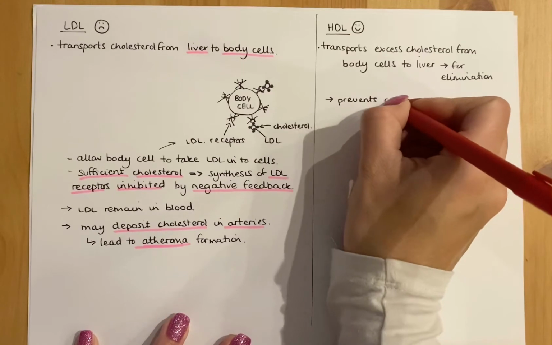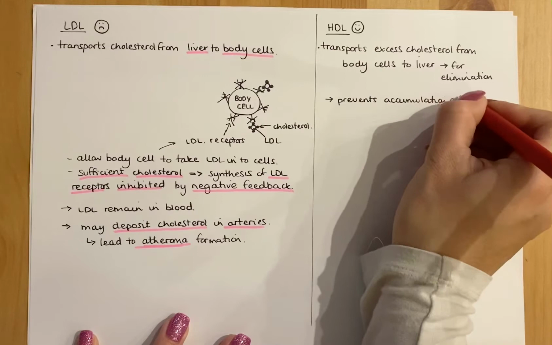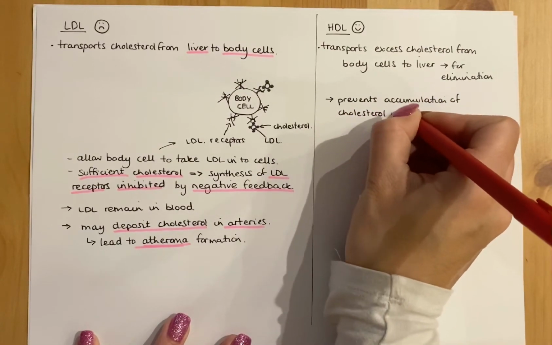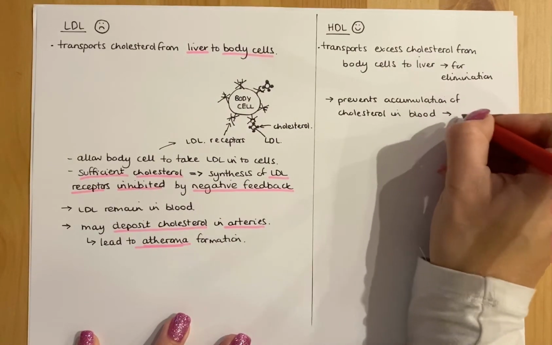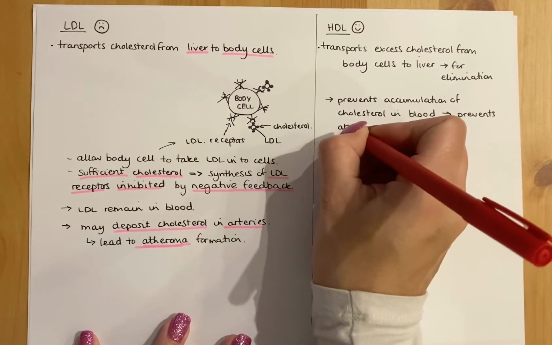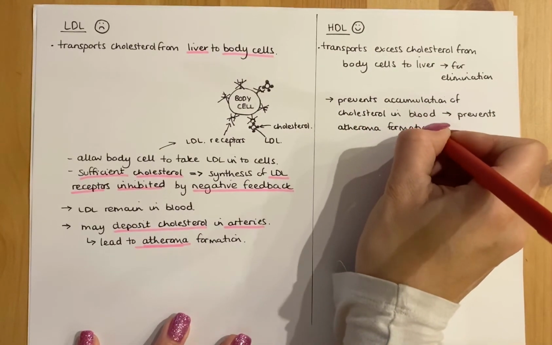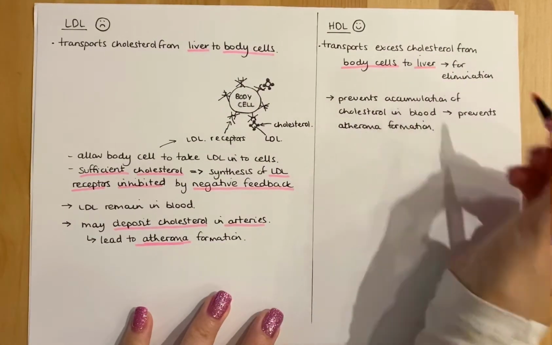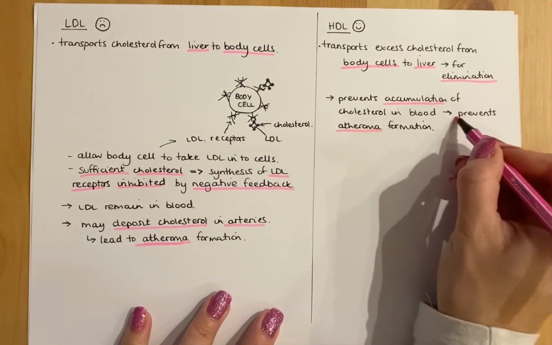So it prevents the accumulation of cholesterol in the blood. And therefore, because it prevents that accumulation of cholesterol in the blood, it prevents the formation of atheromas, because less cholesterol means less likelihood of atheroma formation. So hence why HDL is the good guy in this, because it cleans up that excess cholesterol, gets rid of it in the liver, and then prevents accumulation, so prevents atheroma formation.